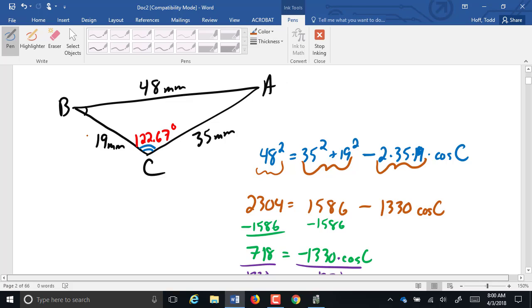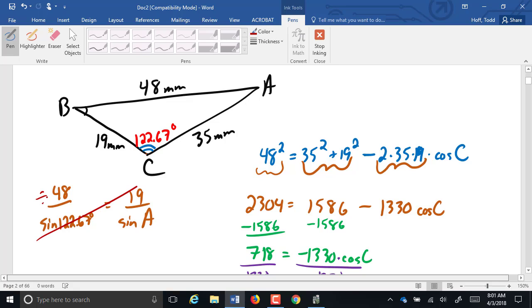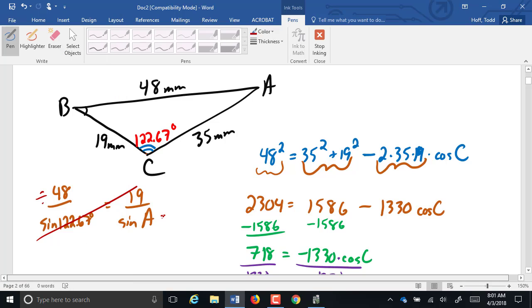Now, which angle do I want to find next? Well, normally we'd look for the angle opposite the smaller side. Here it doesn't matter. C is already an obtuse angle, so the other ones are going to be acute. Let's just stick to form. We've got 48 over the sine of 122.67 equals, use the smaller side, 19 over the sine of A. Cross multiply and divide. Sine of 122.67 times 19 divided by 48 gives us 0.3332.